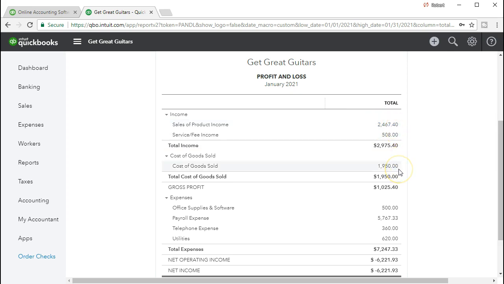This number is so important as an expense that we typically break it out in its own area. When we sell inventory, cost of goods sold is hugely important. If we don't have inventory, cost of goods sold is not there. So this will give us a subcategory of total income minus cost of goods sold gives us the gross profit. That's our profit before all other expenses. And then we have all other expenses: office, payroll, telephone, utilities.